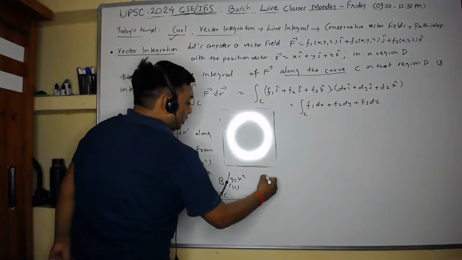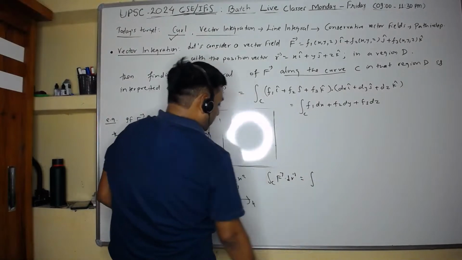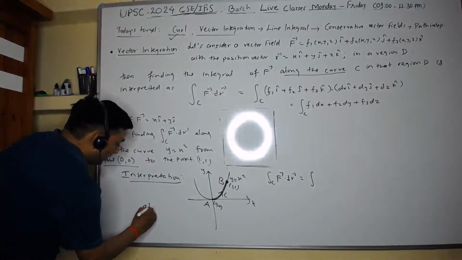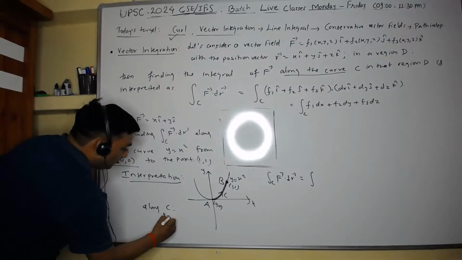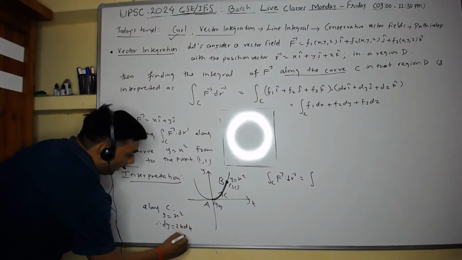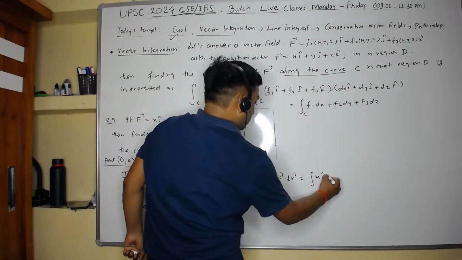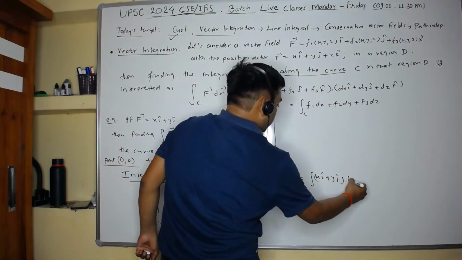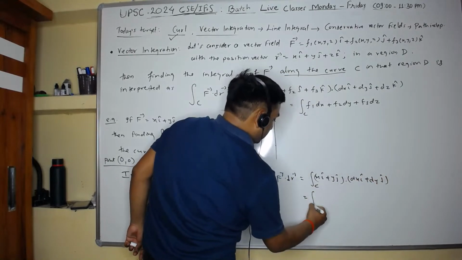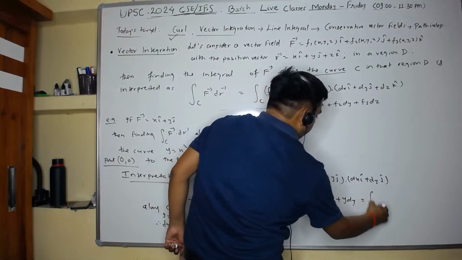So the integral of f vector dot dr vector, what will it be? Along C, what is y? So what is dy? It is 2x dx. Here f vector is x i cap plus y j cap, and dr is dx i cap plus dy j cap. So the integral along C becomes x dx plus y dy.